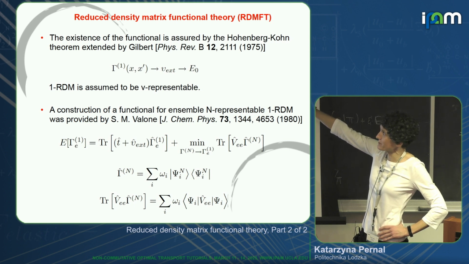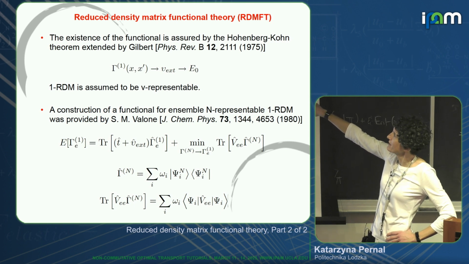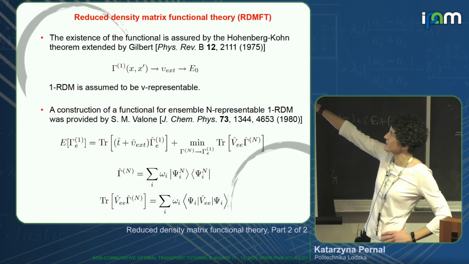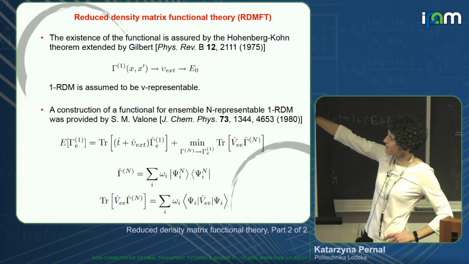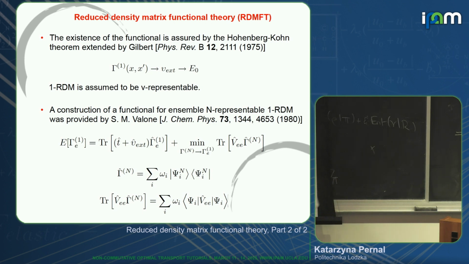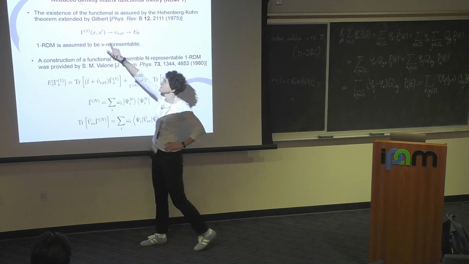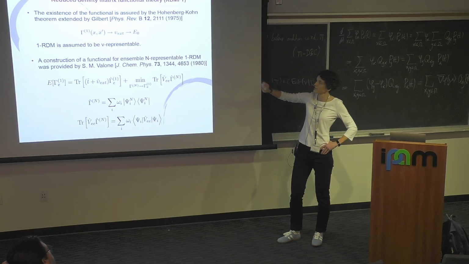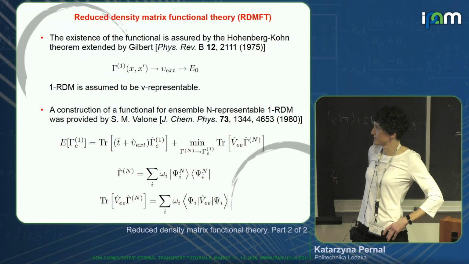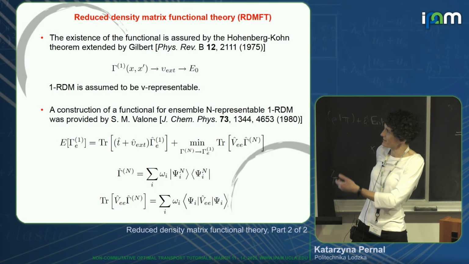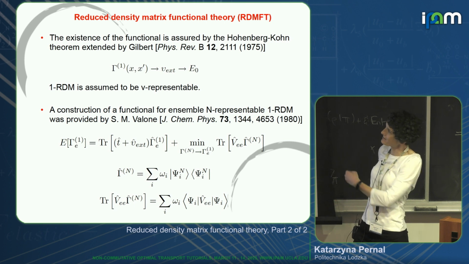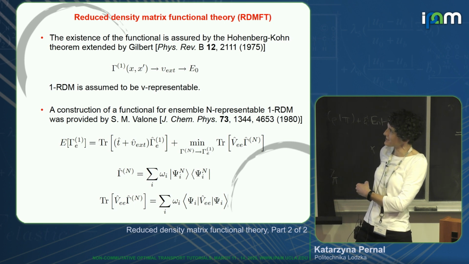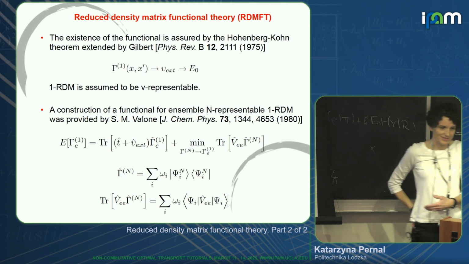I told you about the existence of the theorem of Gilbert, which is an extension of the Hohenberg and Kohn theorem, which guarantees the existence of this mapping. So if you are given a 1 RDM, it is related to only one external potential, so only one Hamiltonian, and then if you have the Hamiltonian, then the ground state energy is fixed, it's given.